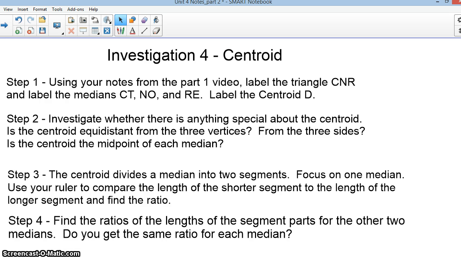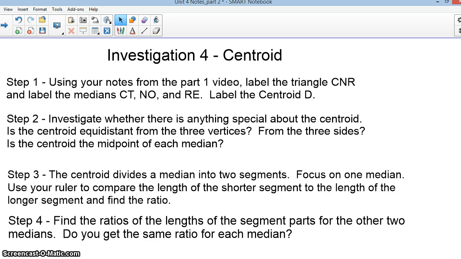After you're done with that, I want you to think about how the centroid divides a median into two segments. You've got the segment that goes from the vertex to the centroid, and then from the centroid to the side. Those are your two parts that you're going to focus on. So I want you to take one of those medians, use your ruler, and measure those different segments.